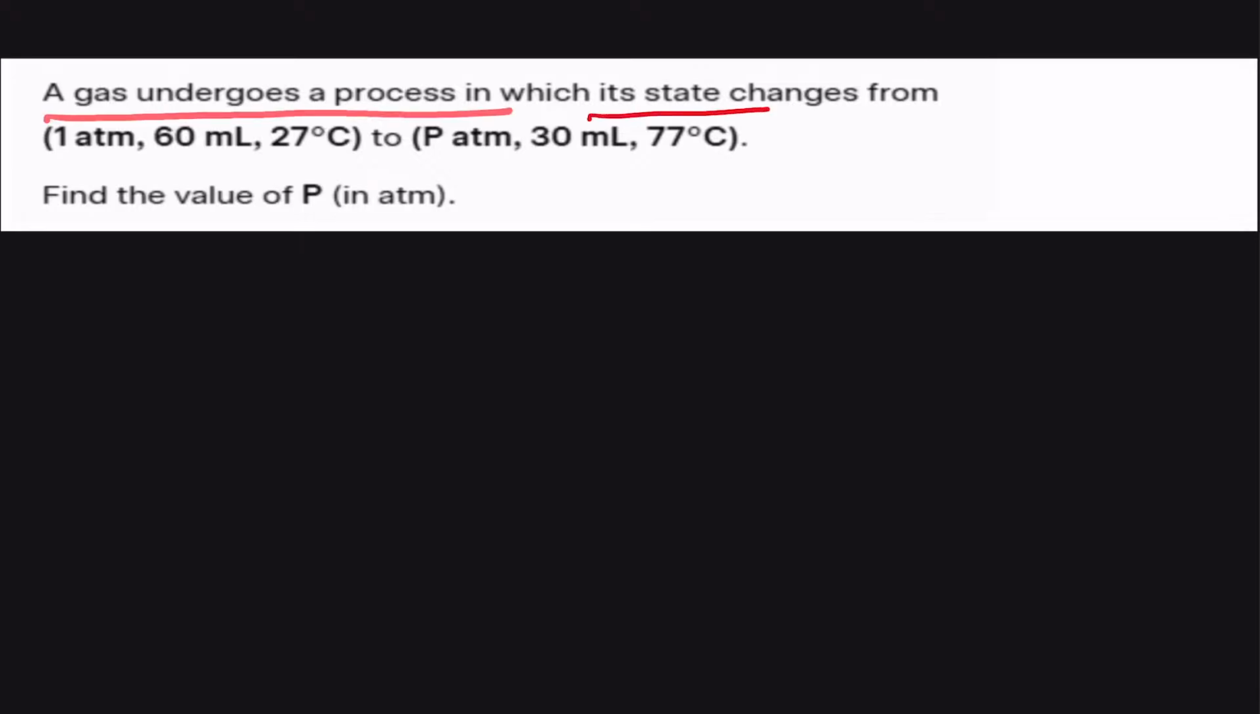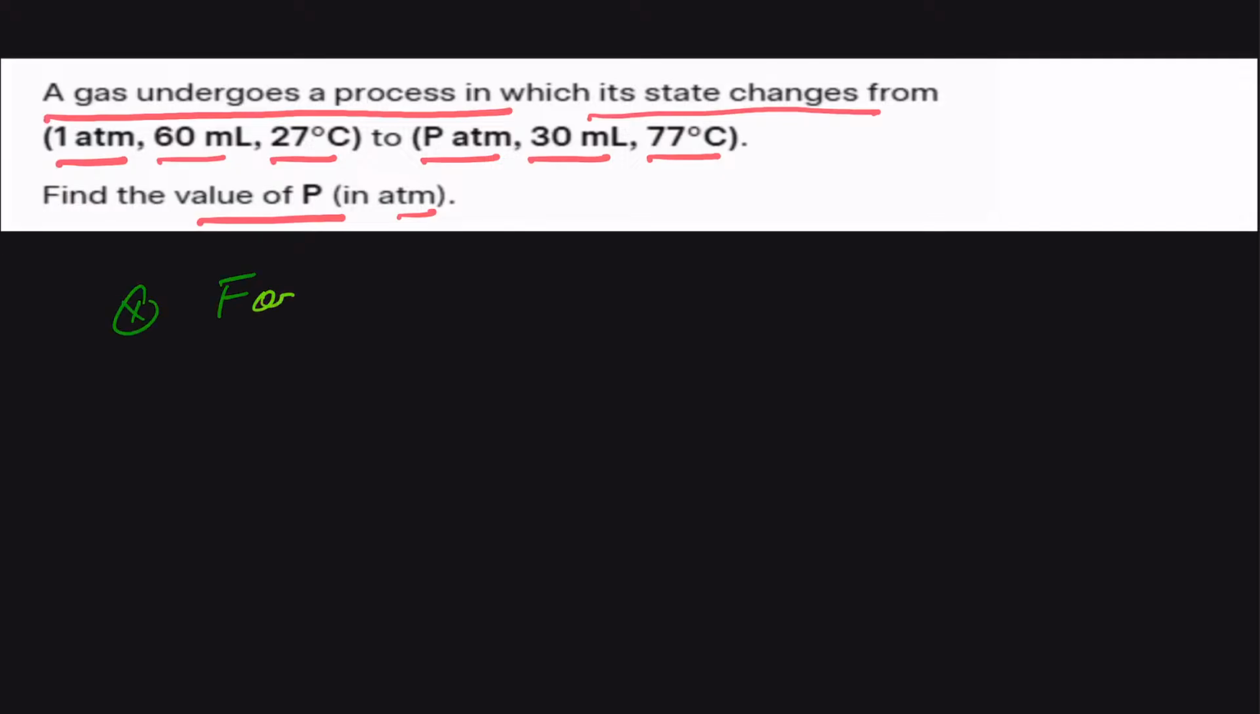Next question. It states that a gas undergoes a process in which its state changes from 1 atm, 60 ml, 27 degrees to P atm, 30 ml and 77 degrees. Find the value of P in atm. So for a fixed amount of gas, we can write P1 V1 upon T1 is equal to P2 V2 upon T2.